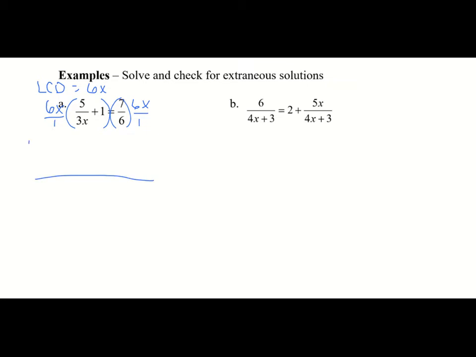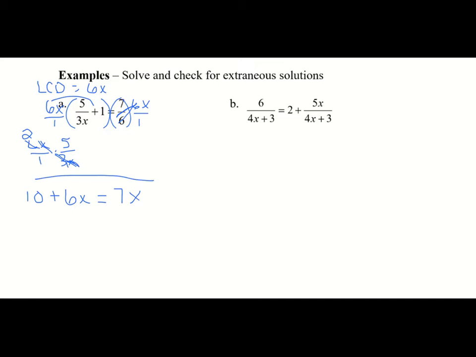So when I do 6x over 1 times 5 over 3x, my 3 will make the 6 into a 2, and the x's cancel out. So we do 2 times 5, and we get 10. 6x times 1 would be plus 6x. And then over here, 7 over 6 times 6x over 1, the 6's cancel, and we do 7 times x. So it equals 7x. And now we have a linear equation, so we just need to solve it.